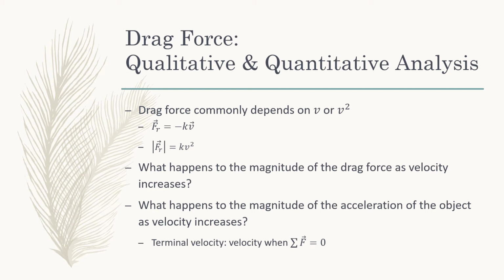When that happens, an object reaches what we call terminal velocity, because if the upward drag force is equal in magnitude to the downward gravitational force, the net force on our object is zero. Once something reaches its terminal velocity, it's no longer accelerating, so it remains at that velocity for the rest of its motion.